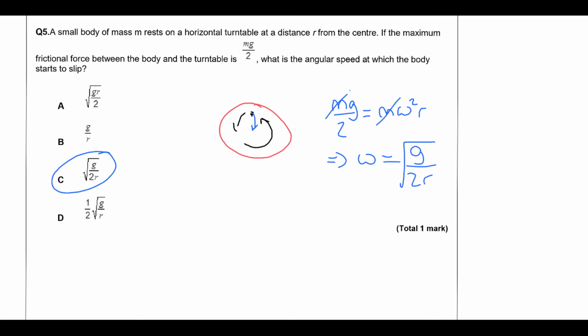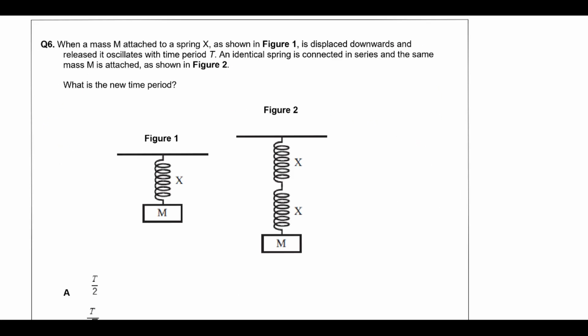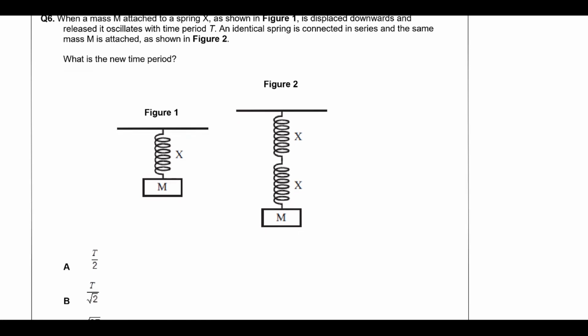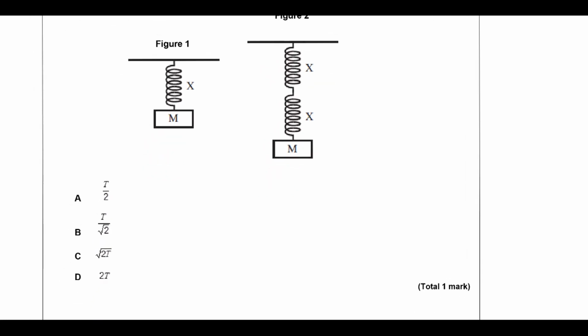Okay, so let's move on to the next one. We've got a mass m attached to a spring as shown, and it's displaced downwards and oscillates with time period T. An identical spring is connected in series when the same mass is attached. What is the new time period?